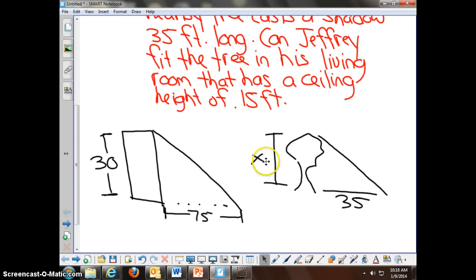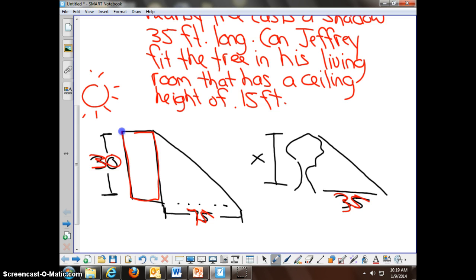Myself, I was confused on how to do this problem. So what I did is I drew a building. I just drew my information and wrote down my measurements. I know the building was 30 feet tall and it cast a shadow 75 feet long. Then I went to the tree and measured it at the exact same time I measured the building height, because of the sun, we have to make sure it's the same time of the day. The shadow of the tree is 35 feet, and the height of the tree is X.